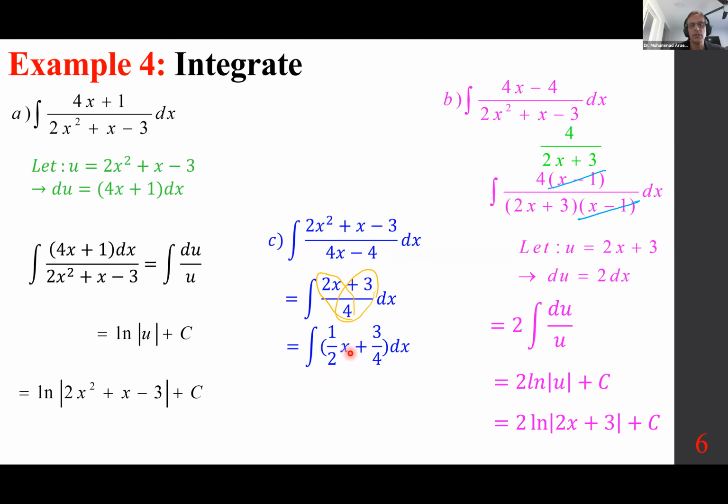I hope everybody understands what's happening. X gives you 1/2 x squared. Let me just write this part, everybody. 1/2 times x gives you 1/2 x squared. Therefore, you have 1/4 x squared plus 3/4 x and a constant.